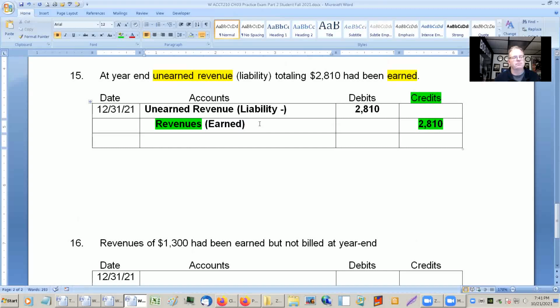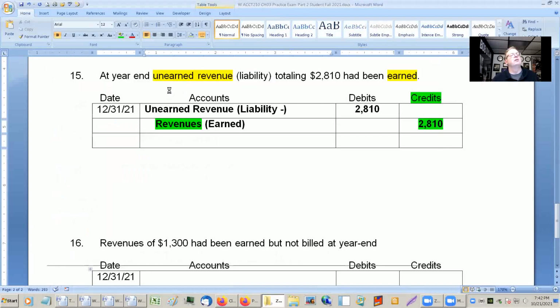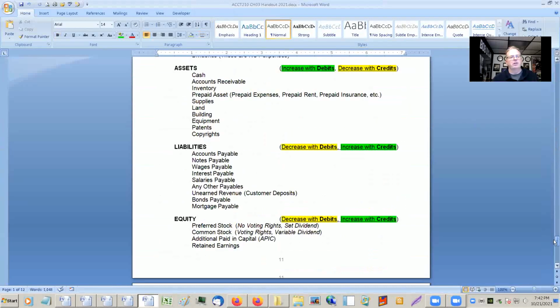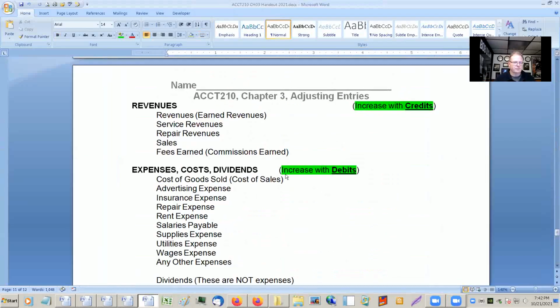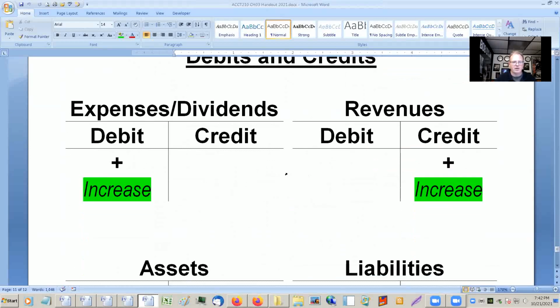So Professor, you said the unearned revenue liability goes down, but all revenues are always a credit. Is that what you said? Yes. I don't think I put the table in this one. I don't know what I was thinking. It should be in there.